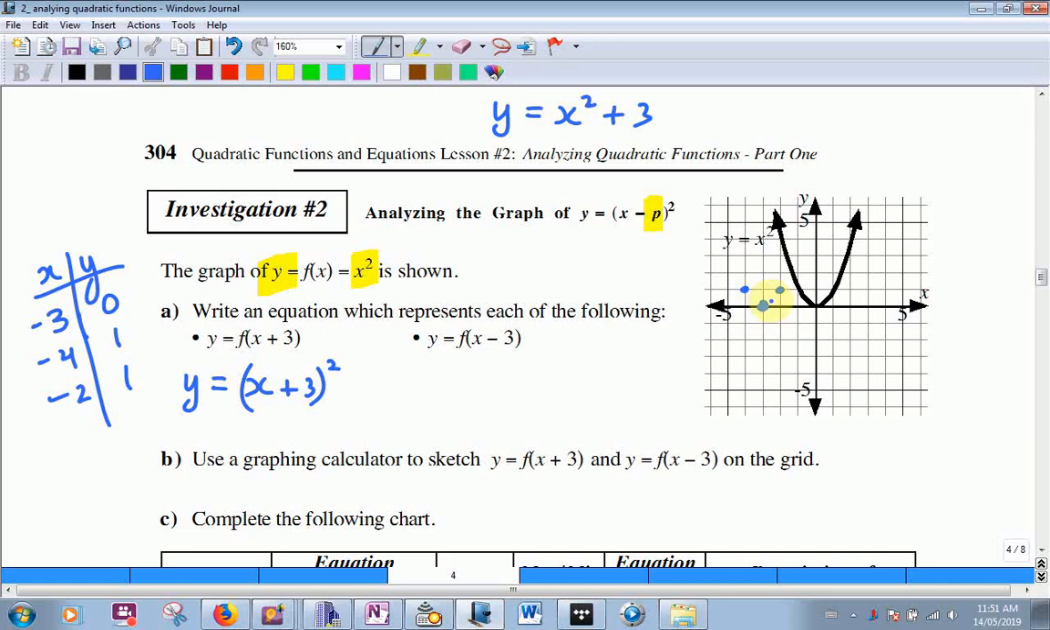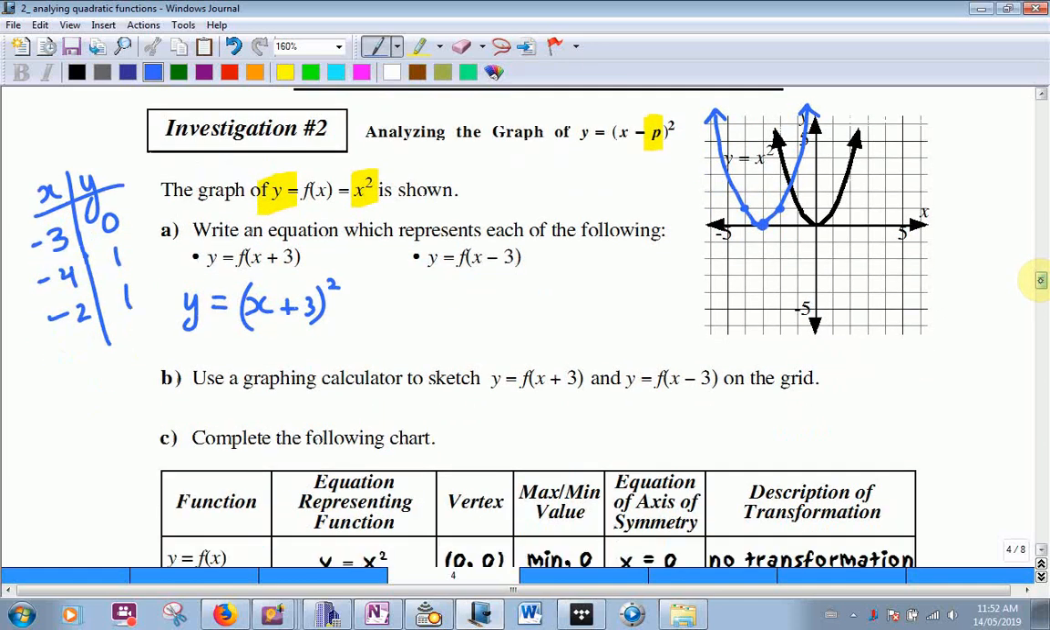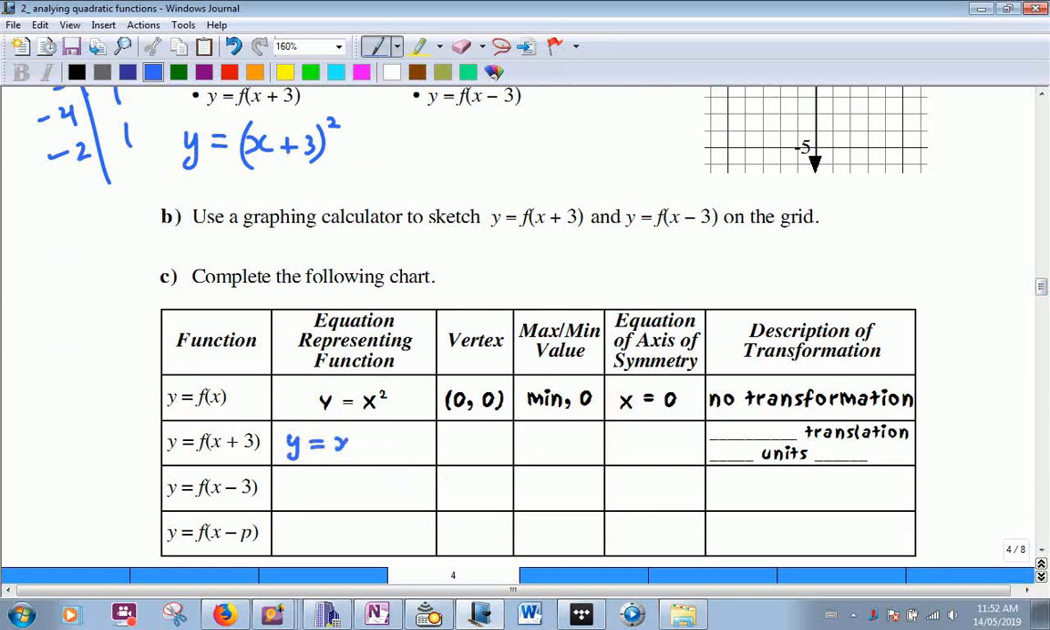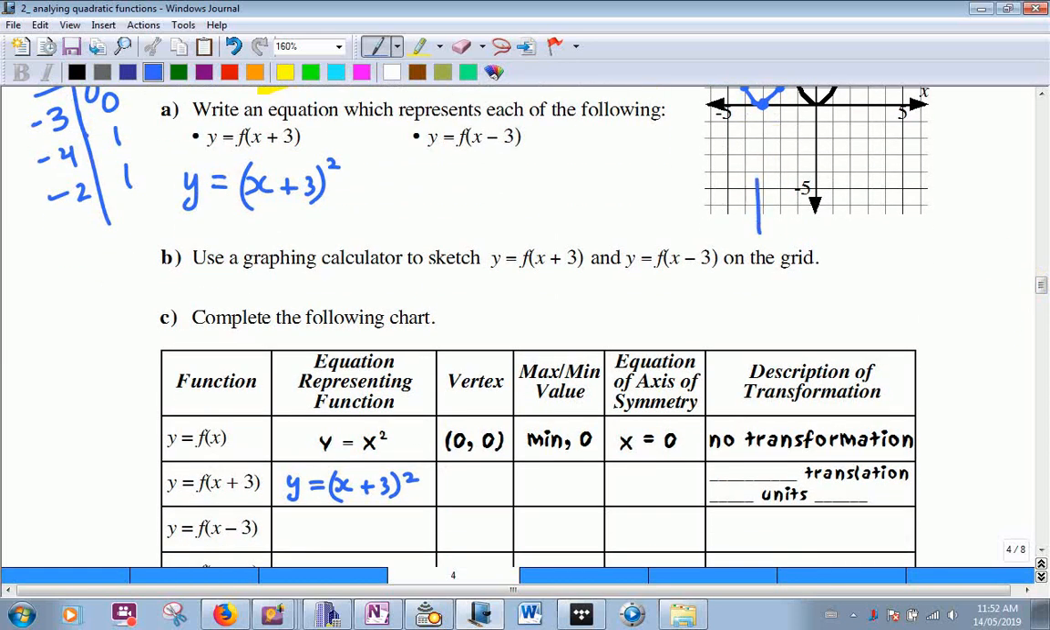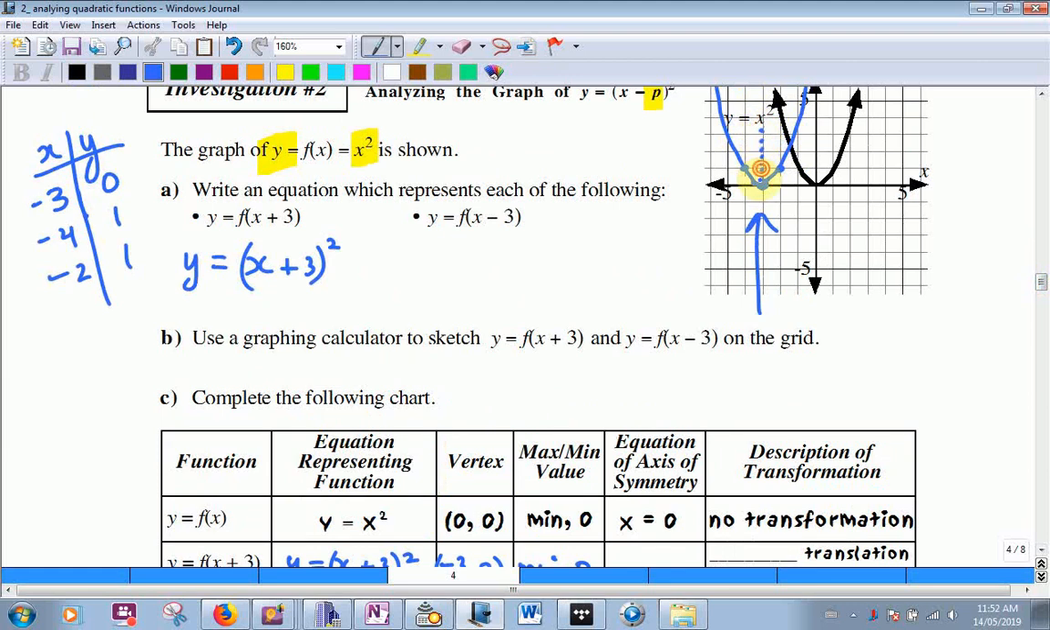See where this parabola is? So what happened to that guy? Let's actually fill this in the table first before I do the other one. So if I have y is x plus 3 squared, what happened with my vertex? It went left. So my vertex now is -3, 0. Okay? Still has a minimum. If I move it left, does that change the minimum value? No, it didn't at all, right? So it's still at 0. Did that change my axis of symmetry? Yes, it definitely did. Now it's there.